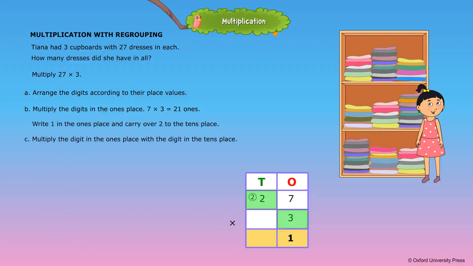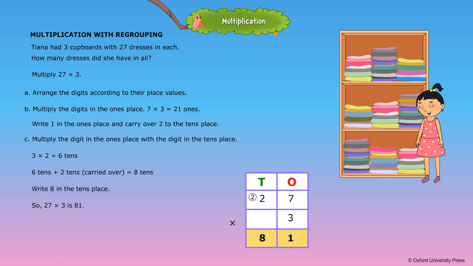C. Multiply the digit in the ones place with the digit in the tens place. 3 into 2 is equal to 6 tens. 6 tens plus 2 tens carried over is equal to 8 tens. Write 8 in the tens place. So 27 into 3 is 81. Thus, Tiana had 81 dresses in all.